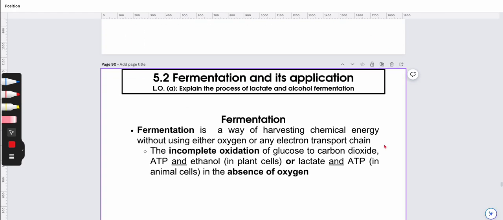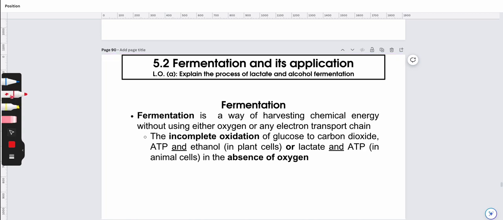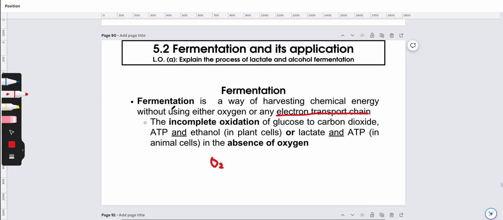So let's see the definition of fermentation. You have to know what fermentation is. Fermentation is a way of harvesting chemical energy without using either oxygen or any electron transport chain. You have to remember, when it comes to ETC, we need oxygen. Why do we need oxygen? Oxygen is O2. Just remember, oxygen acts as the final electron acceptor in oxidative phosphorylation. So that's why in fermentation we don't need any oxygen or ETC. And it is an incomplete oxidation of glucose. We know that glucose is oxidized, but in aerobic respiration it is complete. But in fermentation it is incomplete.